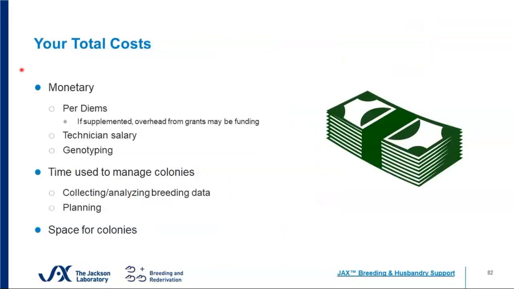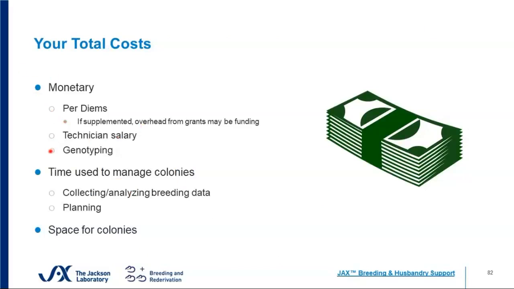Okay, I know that was a lot to go through, but we're just going to finish up with a little bit more information. So when you're thinking about breeding and your total cost of what it costs for you to produce the mice you need for your experiments, there's the monetary cost. There's the per diems. Realize that, of course, if they are supplemented by your institution, their overhead from your grants may be funding that. There's the salary of the technicians to maintain your mice, cost for genotyping the mice.